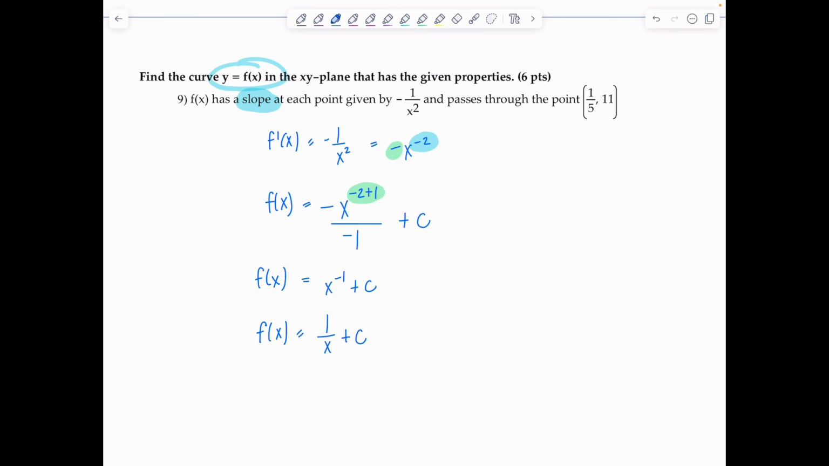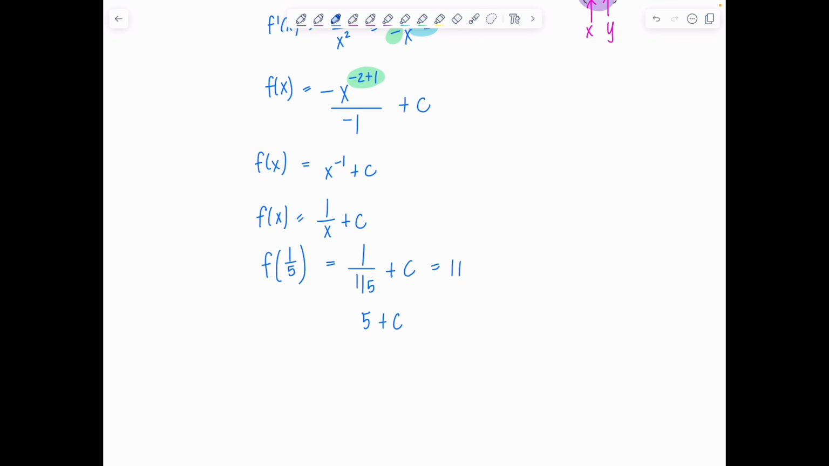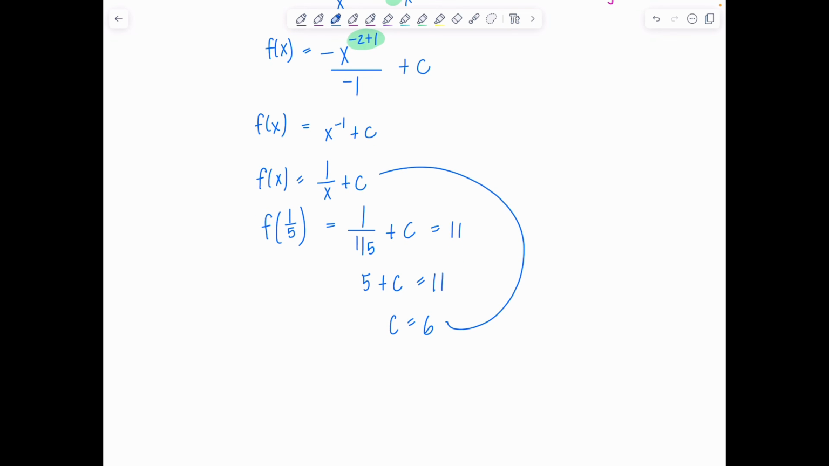I can find c. Yes, because they told me this point is on the function. So I'm going to substitute in 1/5 for x and 11 for y, or for f of x. So f of 1/5 is 1 over 1/5 plus c, and this all equals 11. So 5 plus c is 11, so c is 6. And then now I can substitute that back in here and then report for my final answer, f of x is 1 over x plus 6.